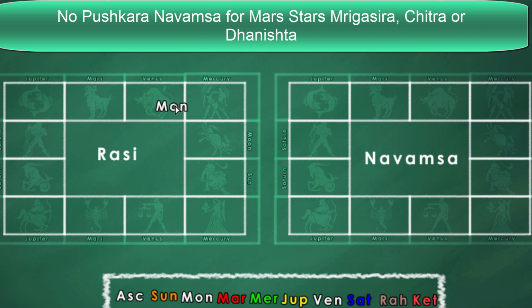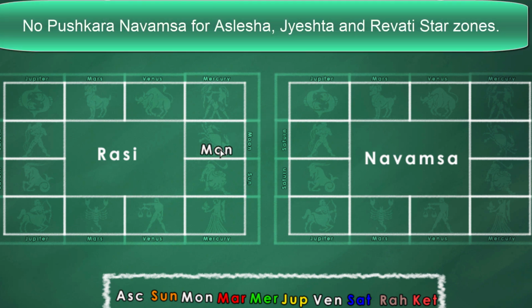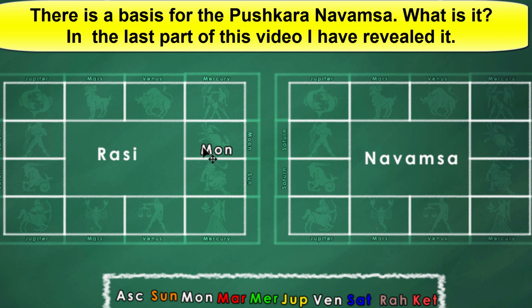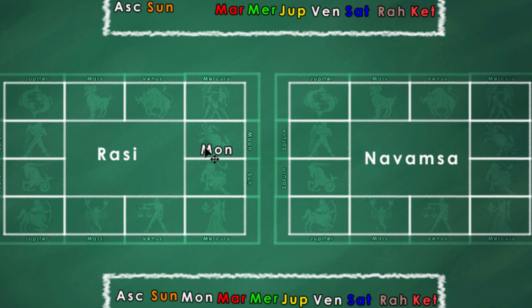The numbers of these 3 stars are the 5th, the 14th and the 23rd respectively, and they all add up to 5. And Aslesha, the 9th nakshatra, also does not have Pushkara Navamsa. And its trinal stars, namely the 18th nakshatra, which is Jyeshta, and the 27th nakshatra over here, Revati, these Mercury stars do not have Pushkara Navamsa. So we have eliminated 3 into 3, 9 stars completely from the list of the possible Pushkara Navamsa. Now let's get on with which star has Pushkara Navamsa in the first place. So we'll go one by one.